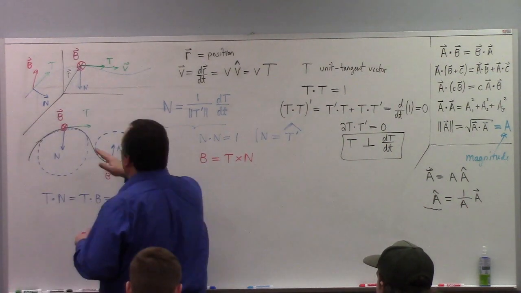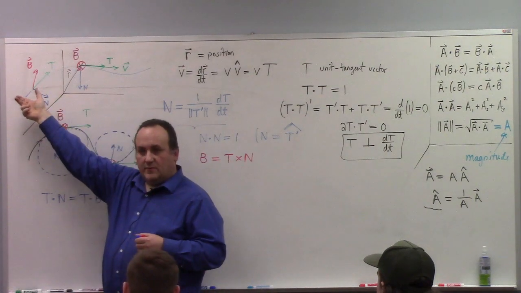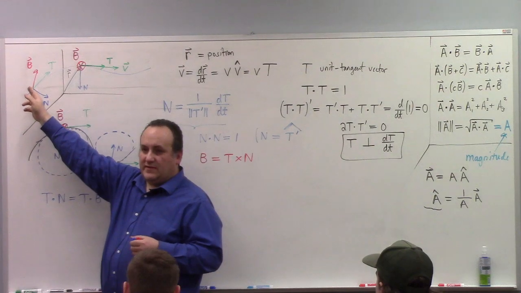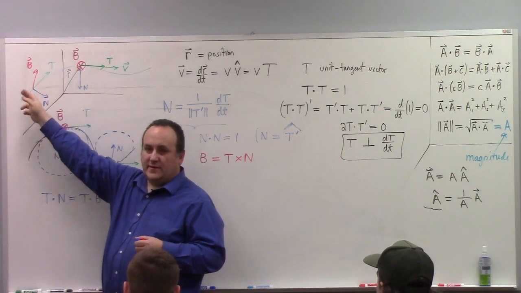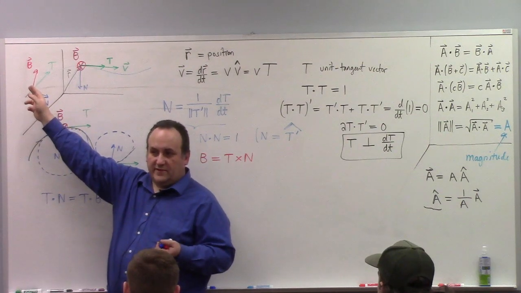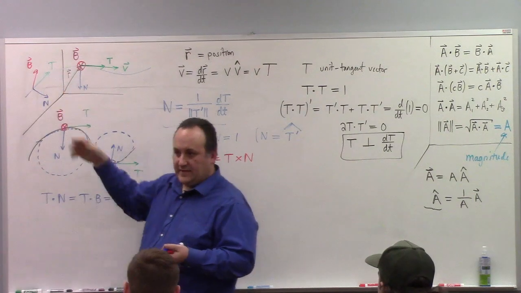So one thing you could do with this T, N, and B frame is set up a moving coordinate system, based on using T, N, and B relative to the particle which is moving. You could set up coordinates which are moving relative to the particle, making the particle always at the origin of that coordinate system. So you could use this to formulate something like that if you were so inclined.